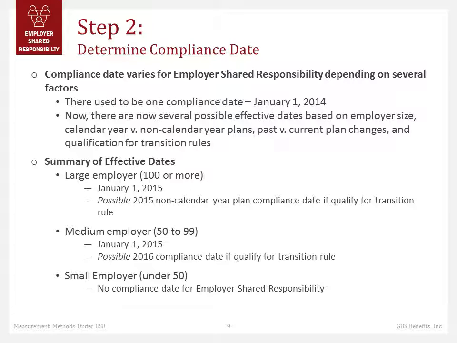If you got between 50 and 99 in step 1, your compliance date, or your effective date when you're exposed to penalties, may be sometime in 2015, but it also may be sometime in 2016. There is a transitional rule that lets some employers within this size not be exposed until this year, 2016, but that's not automatic, so you'll want to figure out your specific exposure date or compliance date. And then, of course, if you got under 50 in step 1, you're a small employer and you don't need to go on to the steps, and you don't need to continue listening to this seminar.